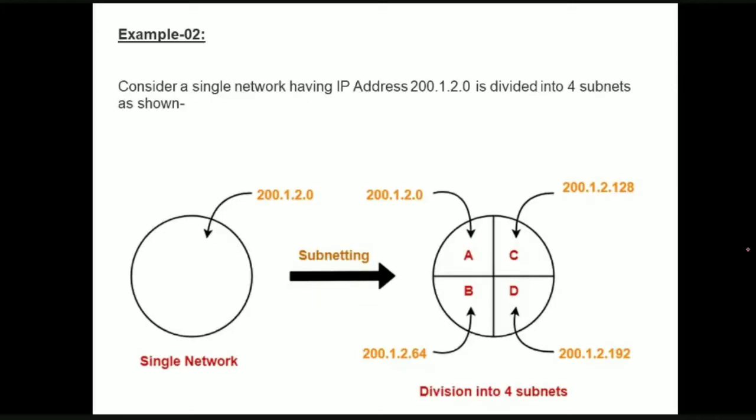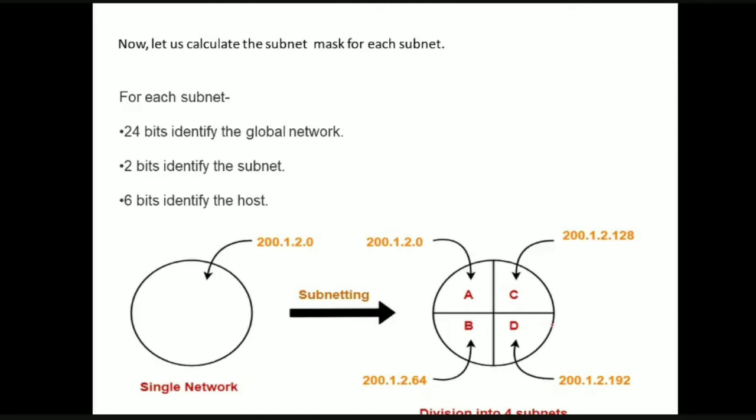Let us take another example. Now we have considered subnetting. We have divided the single big network into 4 parts: subnet 1, subnet 2, subnet 3, and subnet 4. How do we identify the subnet mask for these individual subnets? As we already discussed, the subnet mask will have ones in both the network ID part and the subnet ID part. For identifying the global network, we have 24 bits, because this is 200, a class C IP address.